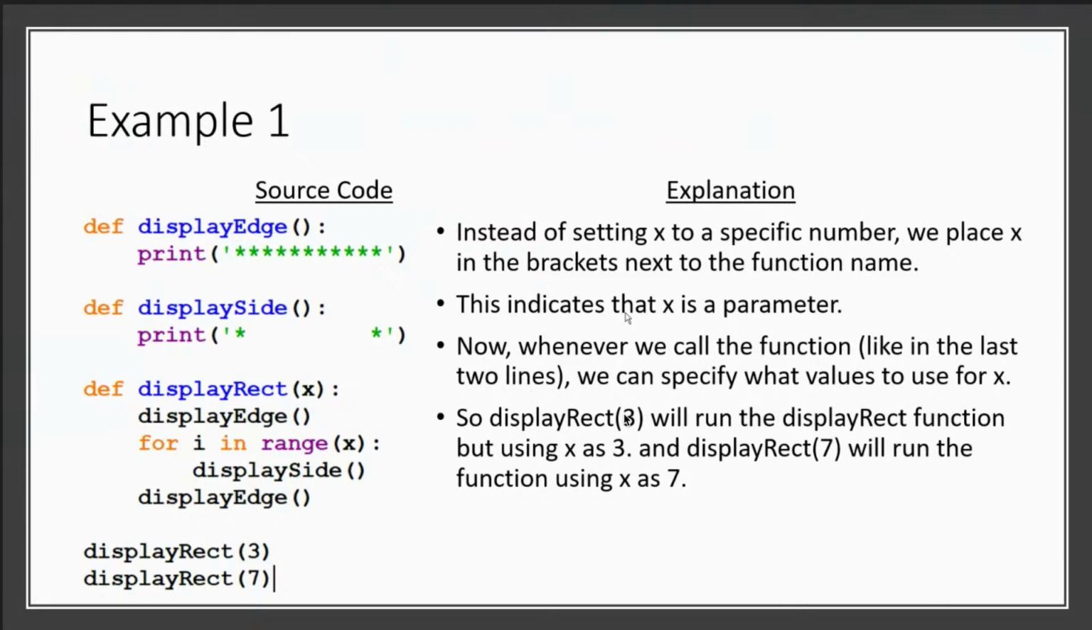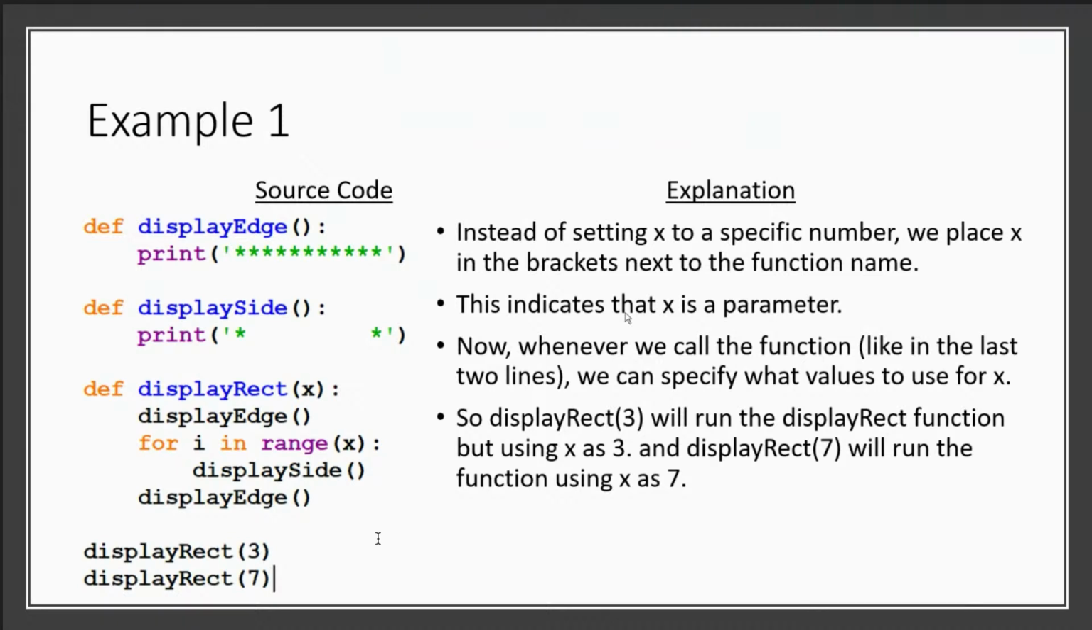So let's say I define my function for display edge, and my function for display side. But now when I'm creating my function display rectangle, I'm passing a parameter of x. So when we're calling our function, we can pass a value for this x. When I'm running the function, I say display edge, and then for i in range x. Now when we're calling our function, we say display rect and pass a number inside, and this number corresponds to x. So now we can change the value of x anytime.